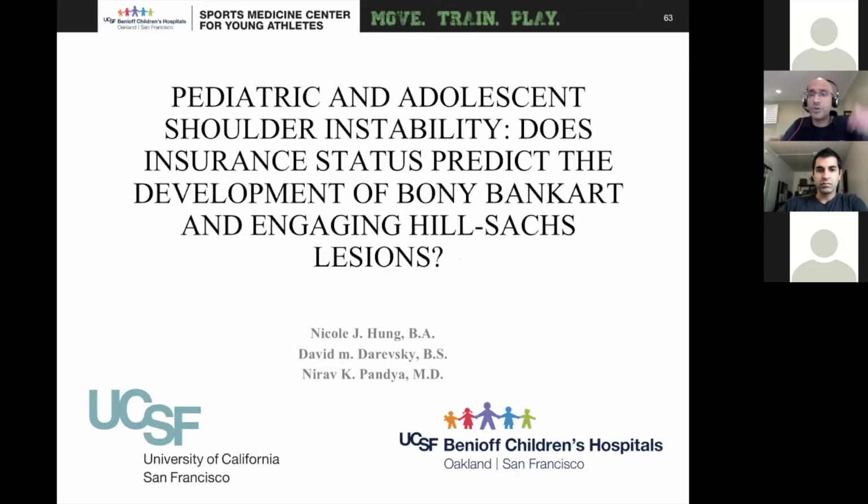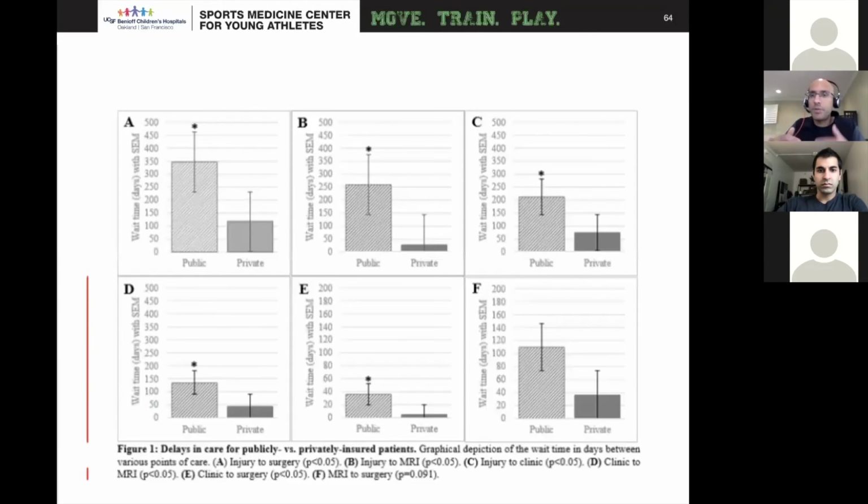We looked at this as well with Nicole Hung, who's applying for ortho right now, and we found the same sort of thing, that publicly insured pediatric patients had greater treatment delays in terms of time to clinic, time to MRI, and surgical outcomes. When we looked at my cohort of patients, 0% of the privately insured patients redislocated after labral repair. 25% of the patients with public insurance redislocated. Okay. And if we look at that group, the publicly insured patients had more bony lesions, they had fewer PT visits, and a lot of them just disappeared from care because they simply didn't have access to the same sort of facilities as a privately insured patient had.